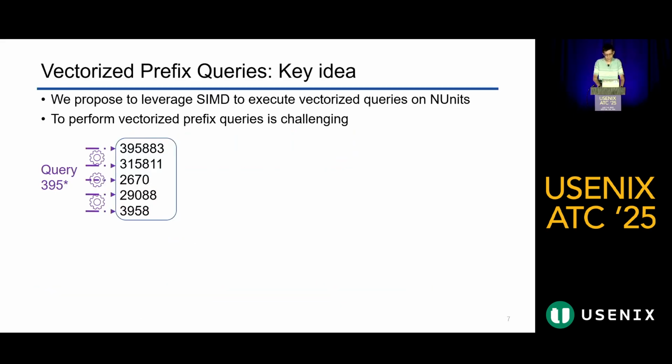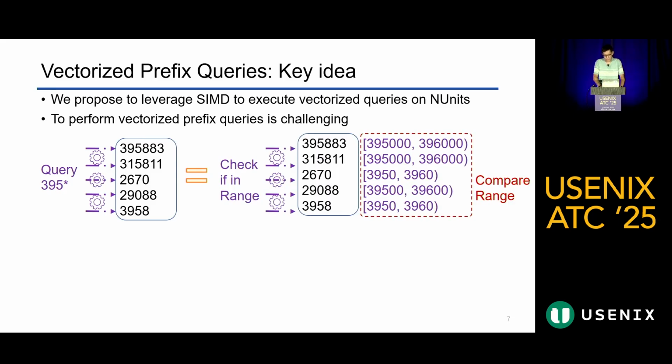To solve the second challenge, we propose to leverage SIMD to execute queries on n units. However, performing vectorized prefix queries is the most challenging part. We noticed vectorized prefix queries are equivalent to checking if the encoded numbers are within specific ranges. We call these ranges the compare ranges. The compare range differs for each number and is challenging to decide in a vectorized manner.